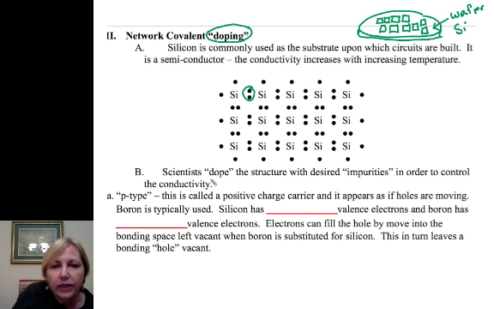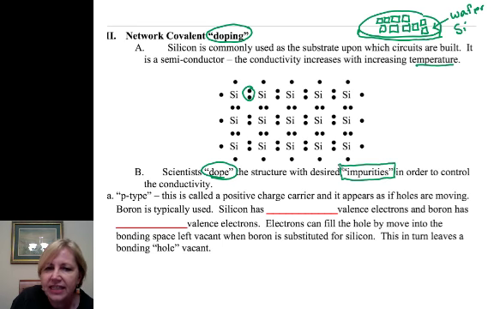Its conductivity does increase with temperature, but we don't want to have to control the temperature. We want to control it by changing its structure. And we call it doping. Scientists call it doping, and I never quite got this idea, but had to just accept it. We typically think of an impurity as an undesirable thing, but in this case, this is an impurity that is desired, and it's put in there to help control the conductivity of the material.